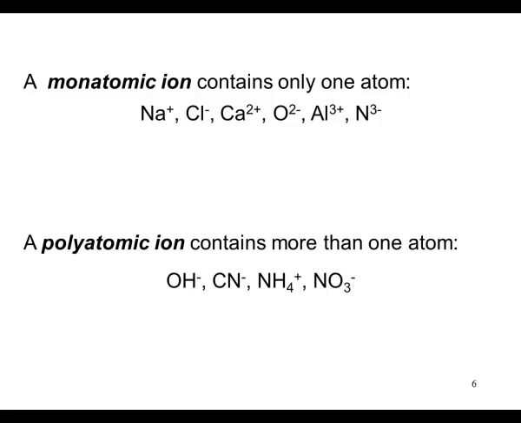A monatomic ion contains only one atom. Examples are sodium plus, chloride, calcium 2+, oxide, aluminum 3+, and nitride. A polyatomic ion contains more than one atom. Hydroxide, cyanide, ammonium, and nitrate are shown.